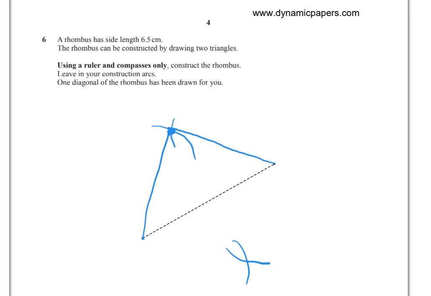I don't have a compass in this app, so I'll just explain how to do it. So this is the rhombus. Use your compass and ruler to draw the rhombus in the same way. This side is 6.5 centimeters. All sides are equal in the rhombus.